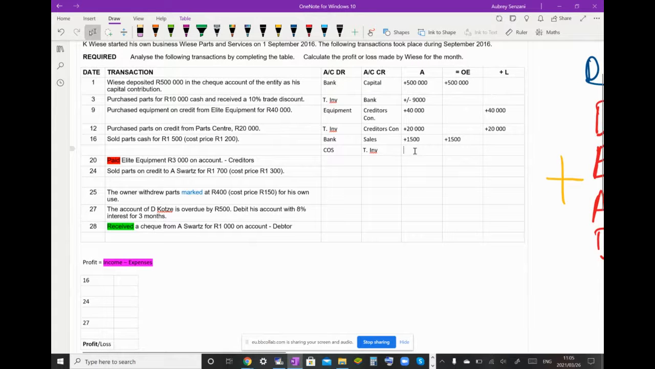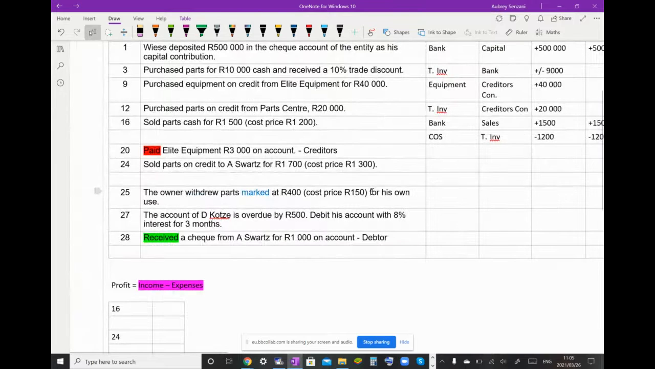Okay? All right, and we know that cost of sales and trading inventory we record at cost price, not at the selling price. So we're going to use the 1.2. Under assets, are we minusing or adding? We're subtracting, okay? Because we have less assets now as a result of our inventory going down. And obviously now owner's equity, we are deducting because we are incurring this expense for cost of sales. Okay? Right. Let me zoom in there.